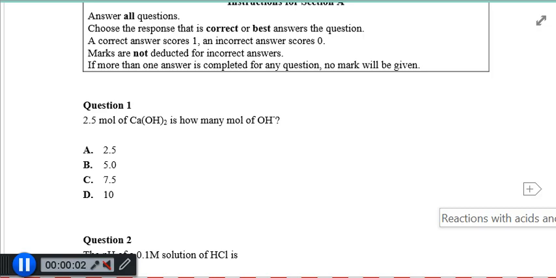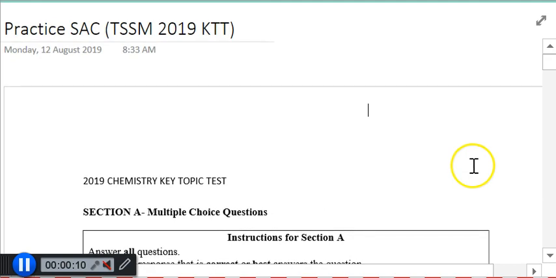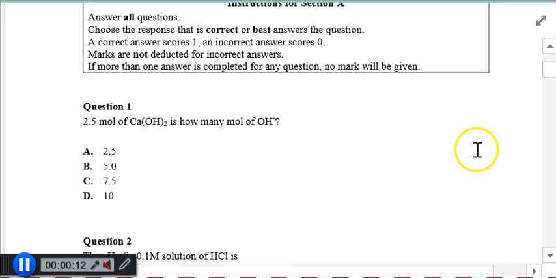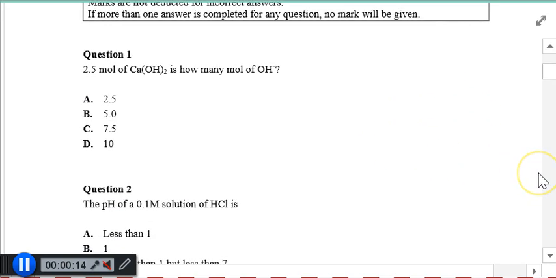Okay, so this is the acid and base practice pack that I've given you, another one that I've given you. It's a 2019 TSSM key topic test. Now the first question is asking us how many moles of hydroxide we have in 2.5 mole of calcium hydroxide.